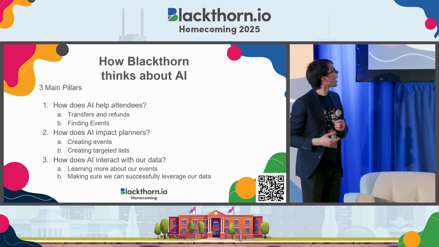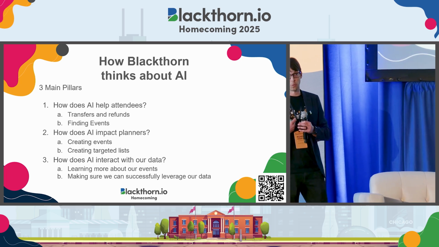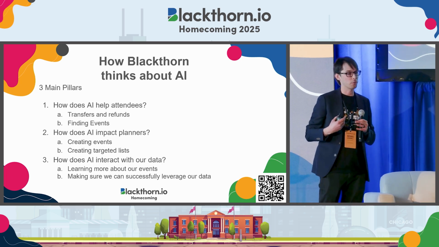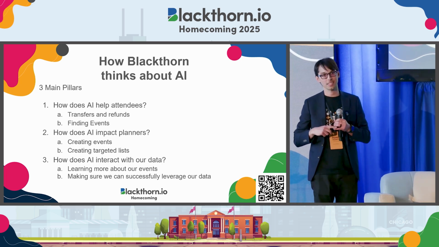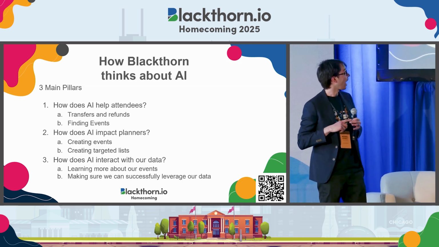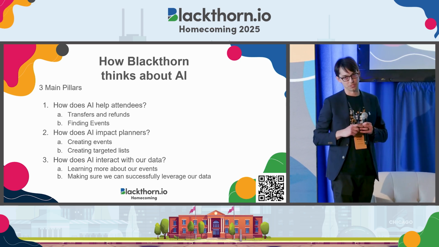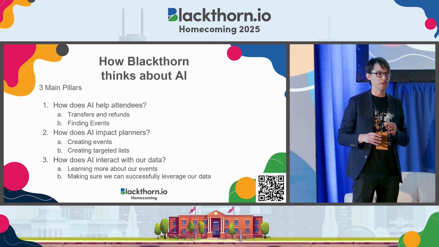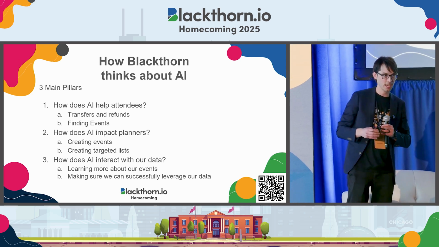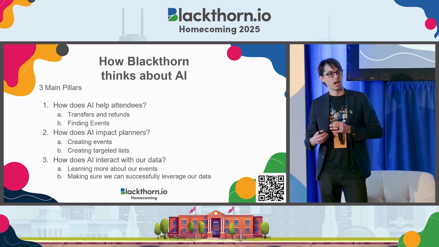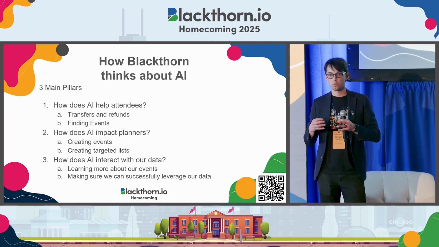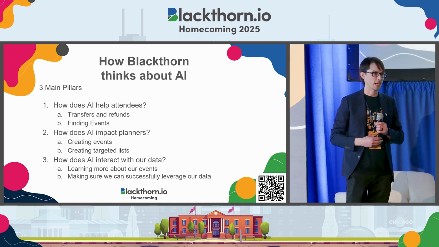So the three main pillars of how Blackthorn thinks about it are: how does AI help your attendees? How does AI impact your planners? And how does AI interact with your data? Those are the three main things we're constantly looking at, just because those are where we think it's going to have the most impact.